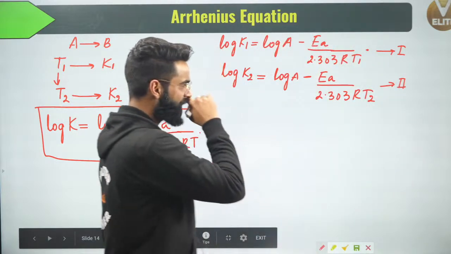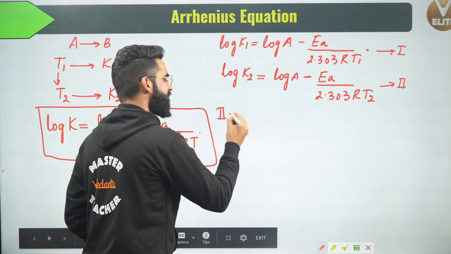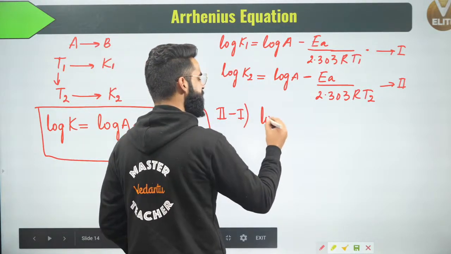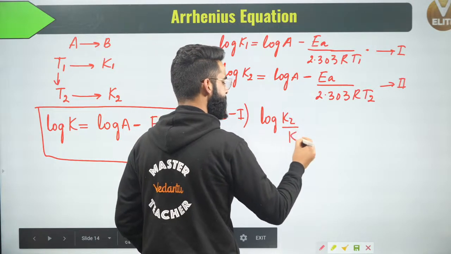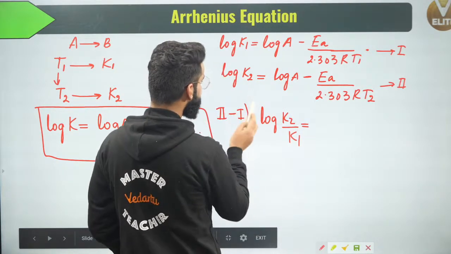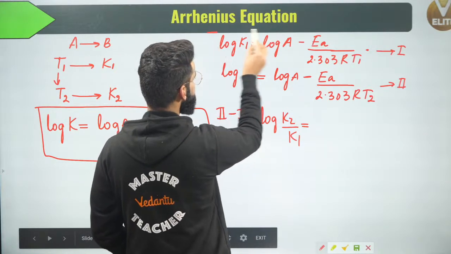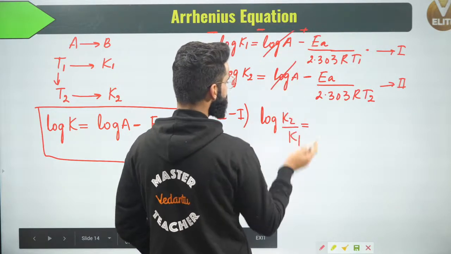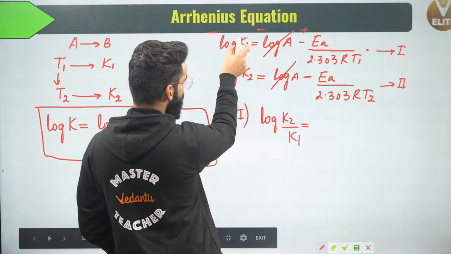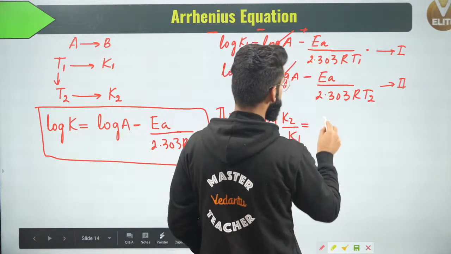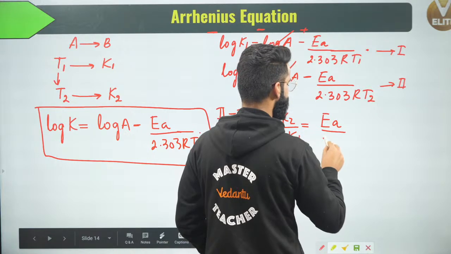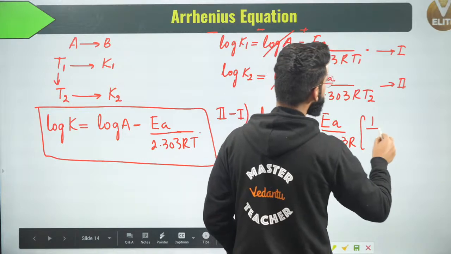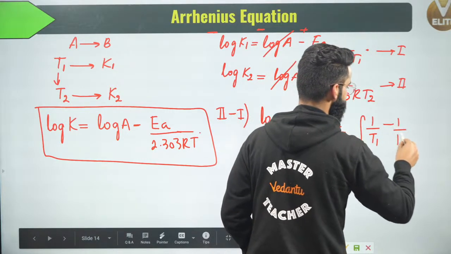If I subtract the first from the second, what will I get? Log of K2 minus log of K1. Isn't it going to be log of K2 divided by K1? I'm subtracting the first from the second, so this will be minus, this will be minus, this will be plus, and this term gets cancelled out. So log of K2 minus log of K1 is log of K2 by K1. Now I'll take EA divided by 2.303 R as common. It's going to be 1 divided by T1 minus 1 divided by T2.